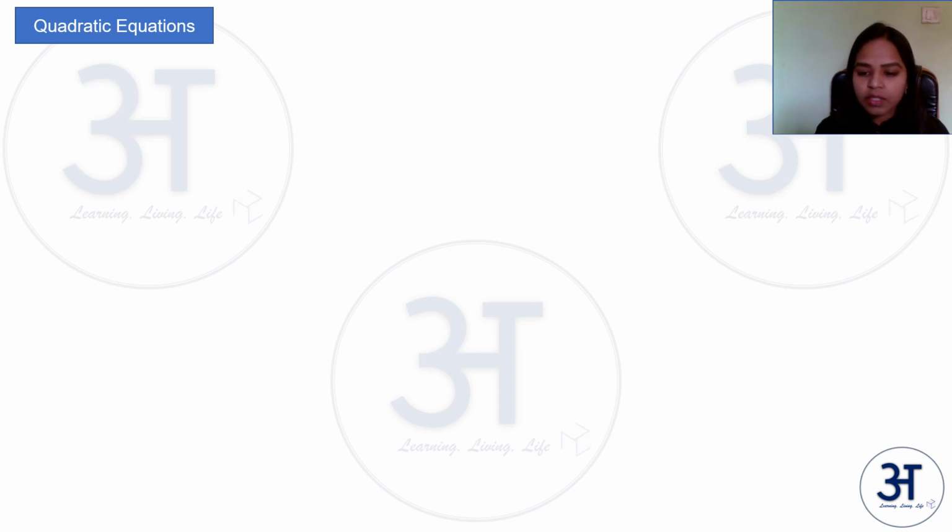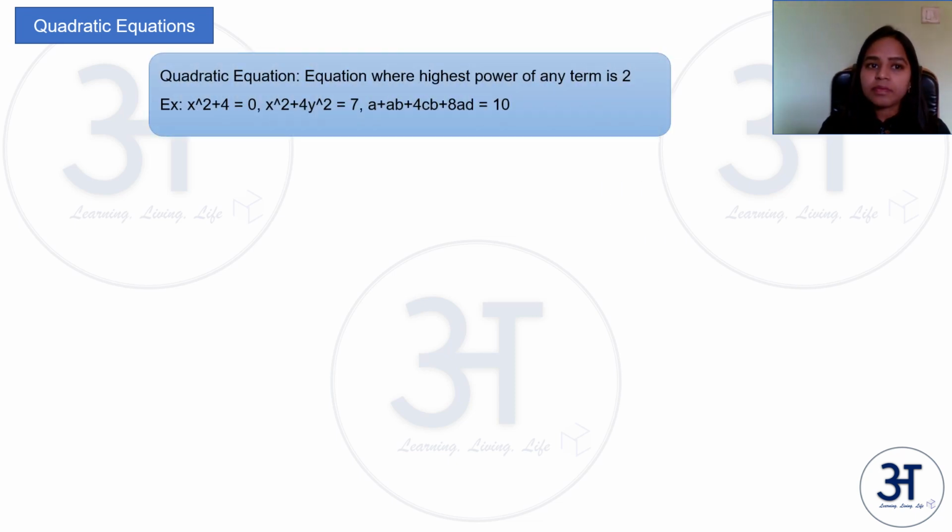Let us now come to the quadratic equations. A quadratic equation is an equation where the highest power of any term is 2. Everything else is similar to a linear equation. So now the highest power is 2. It allows you to combine two variables together. If you see in the third example, a plus ab plus cb plus ad, the highest power of the term is 2. However, you can combine two of the variables in a particular term.